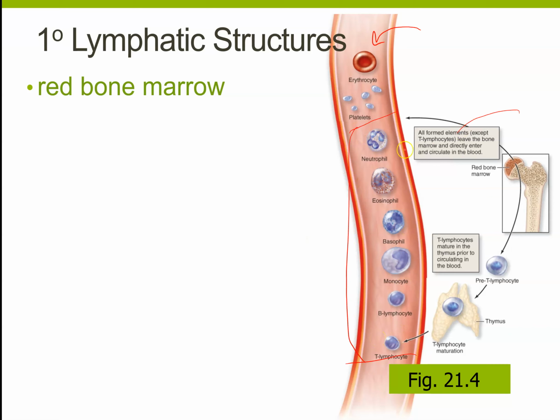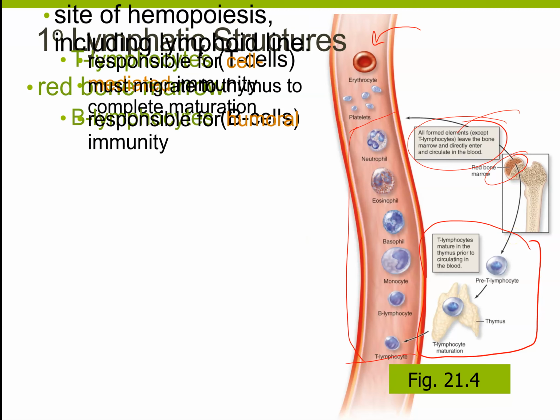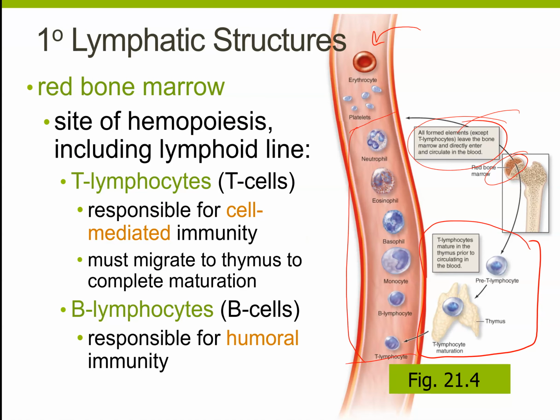So remember, all your formed elements except for the T cells are made in the red bone marrow. And then everybody except your T lymphocytes is going to leave the bone marrow and directly get into the blood. So they mature in the bone marrow. However, the T cells go a different route, and we'll pick back up on those in just a minute. So, this is your hemopoiesis or hematopoiesis, like we talked about in the blood chapter.